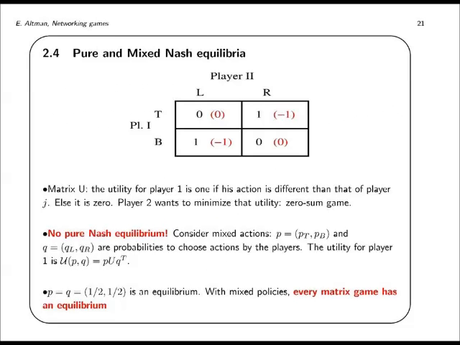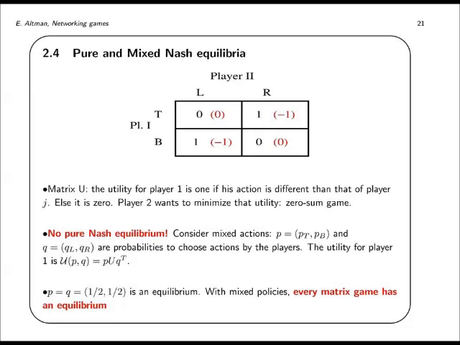Equilibria do not always exist. Here is an example that we call a zero-sum game. There are two players. One plays the top or bottom line, and the other the left or right columns. The utility for player 1 here is always minus the utility for player 2. The sum of these two utilities is always 0. This is why it is called a zero-sum game.